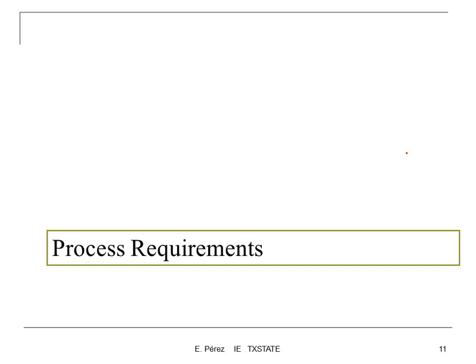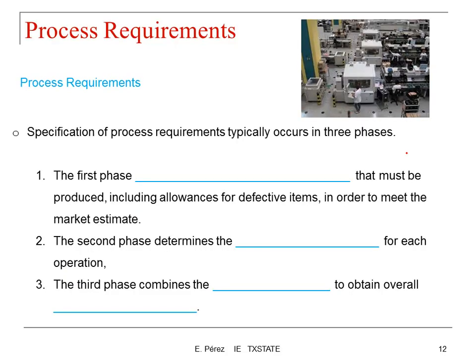Okay, so that being said, we can talk now about the process requirements. So the specification of process requirements typically occurs in three phases. So the first phase determines the quantity of the components that must be produced, including allowances for defective items in order to meet the market estimate. So we saw how we can account for defective items when planning for the number of units that we need to produce for a facility or for a specific demand. So that's something that we already discussed in the first couple of lectures in this course.